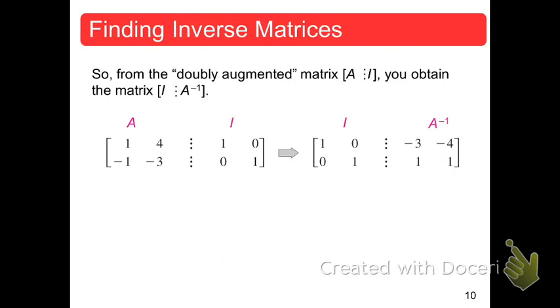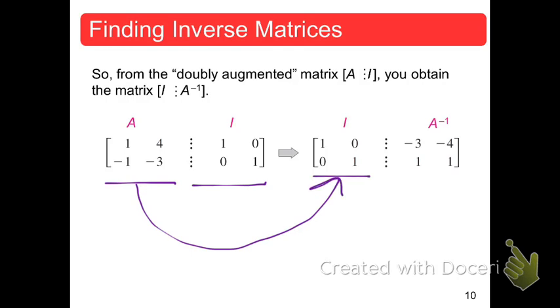So what we notice here is we started with A augmented with I, and using EROs, we got our A to now be in reduced row echelon form, which is now my I. This new matrix here is now what we call our inverse matrix.